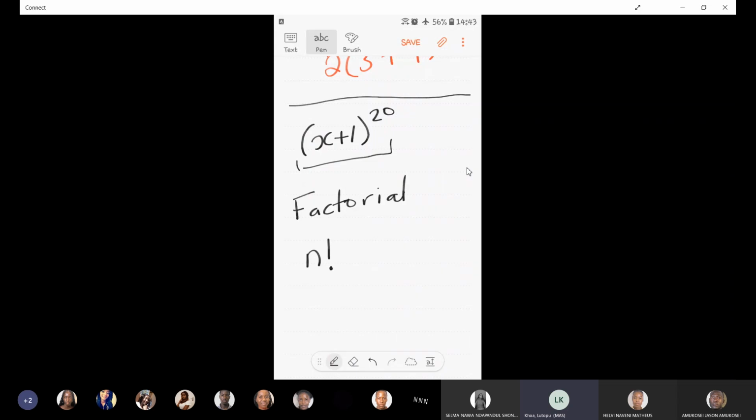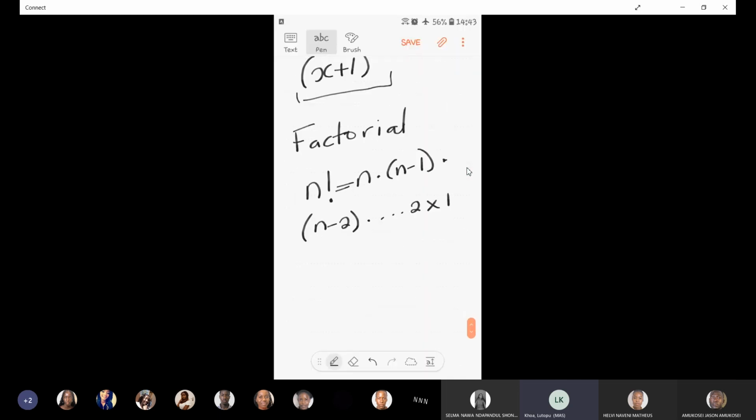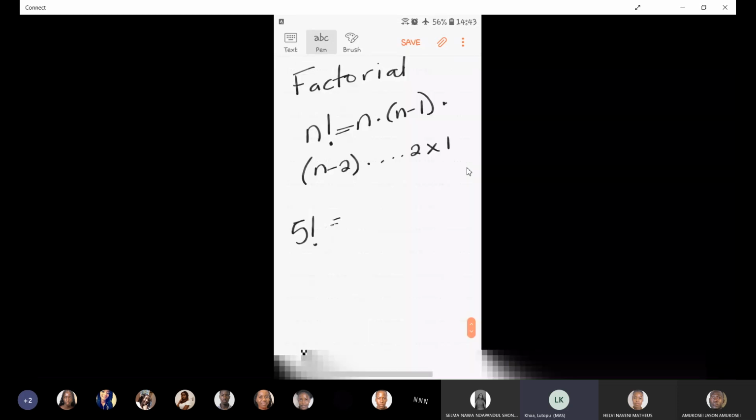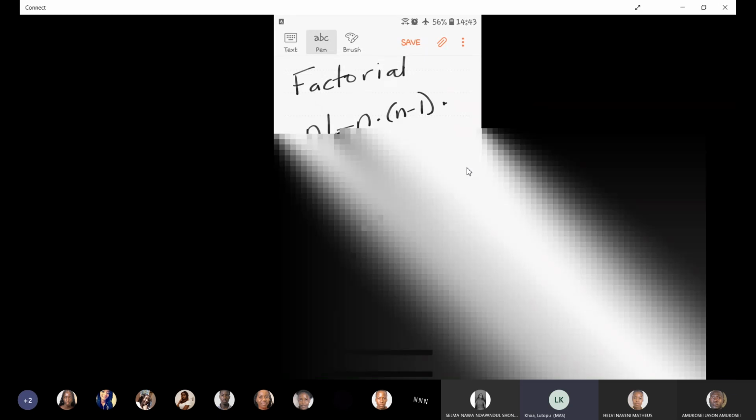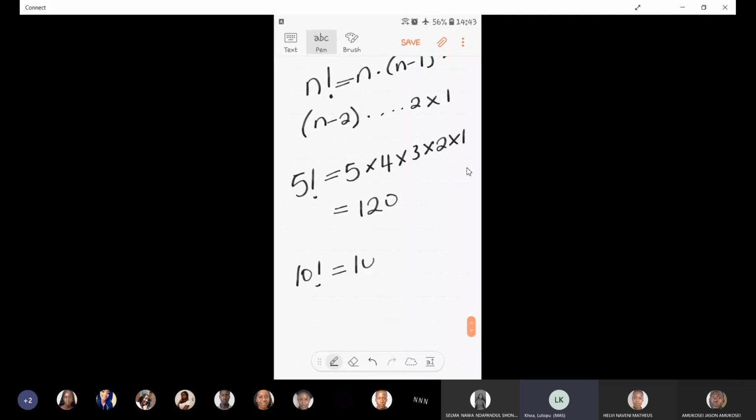Now what factorial means is very simple. If I say find n factorial, this means you take n, then you multiply it by n minus 1, then by n minus 2, then n minus 3, n minus 4, and so on until you get to 2 and then 1. So we look at an example. Let's say 5 factorial. This is 5 times 4 times 3 times 2 times 1, which is equal to 120. If I say 10 factorial, this is 10 times 9 times 8, and you keep going until eventually you say times 2 times 1, and this should give you 3,628,800.